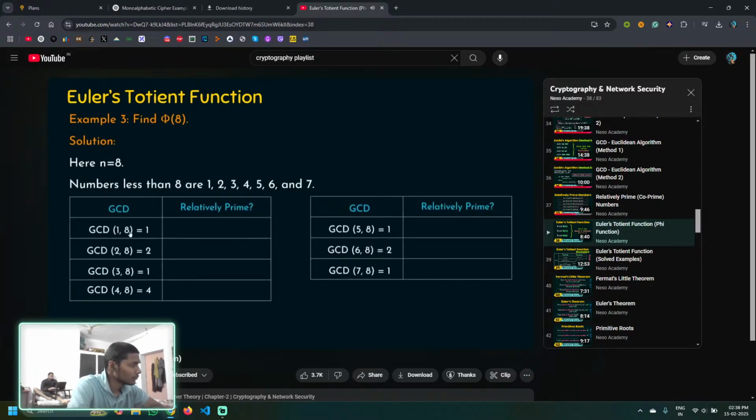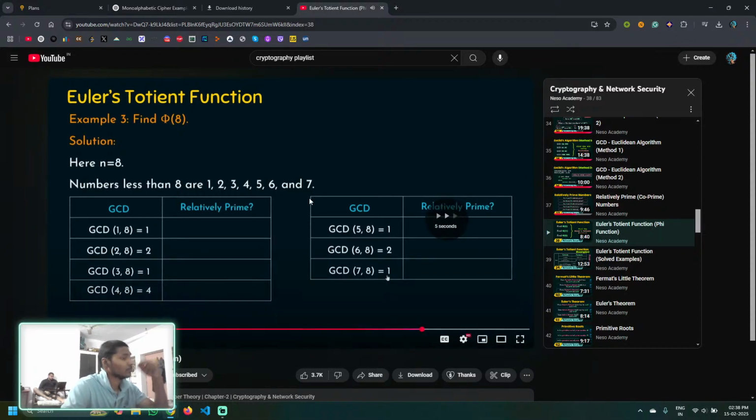Now in this case, if you see here, GCD of (1, 8), 1 is the answer, right? Whereas here GCD of (2, 8), 2 is the answer. GCD of (3, 8), 1 is the answer. GCD of (4, 8), we have 4 as the answer. 5 is relatively prime to 8. 7 is relatively prime to 8. Now, the numbers that are relatively prime to 8 are 1, 3, 5, and 7. So phi of 8 is equal to 4.